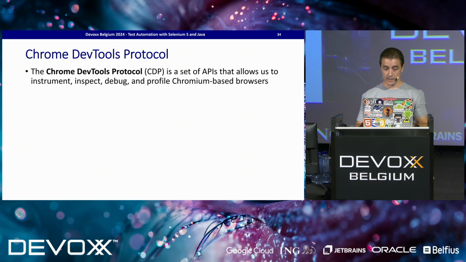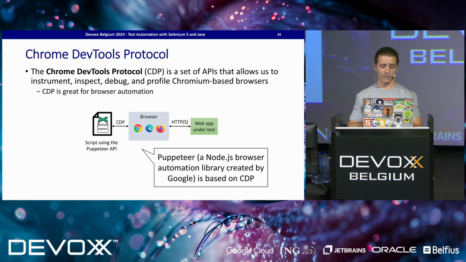So, this set of APIs is great for browser automation, right? In fact, CDP is the basis of a different tool to Selenium, which is called Puppeteer. Puppeteer is a Node.js browser automation library, so it's similar to Selenium, but from Google. And it's based on CDP, this communication protocol. It's the equivalent to WebDriver, but custom made by Chromium, right? And CDP, I have to say, it's great.